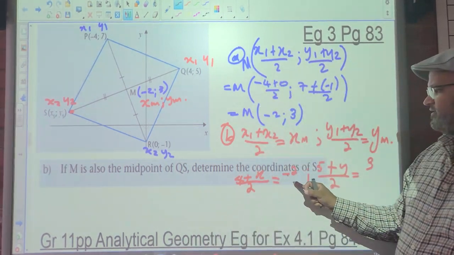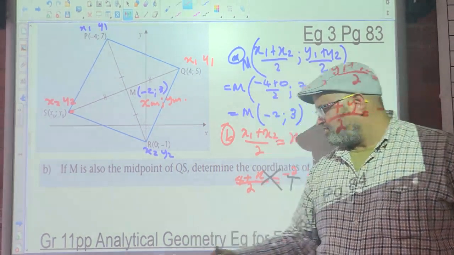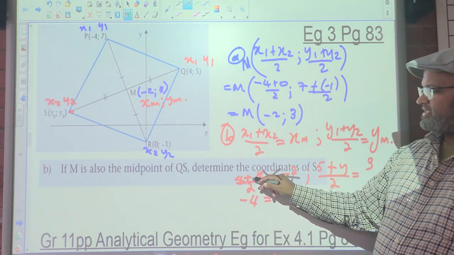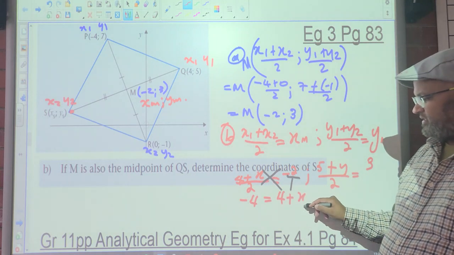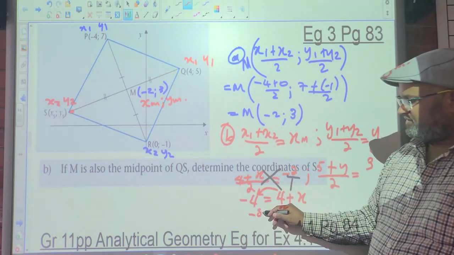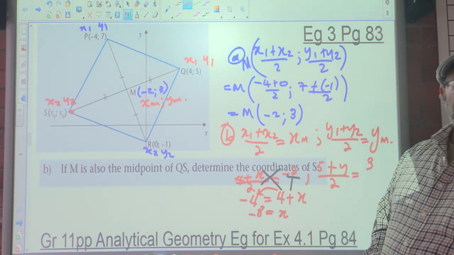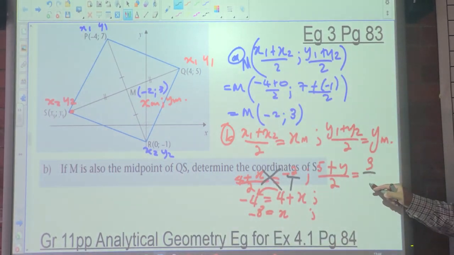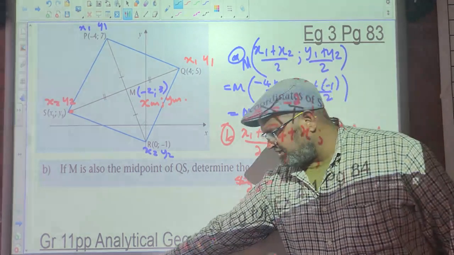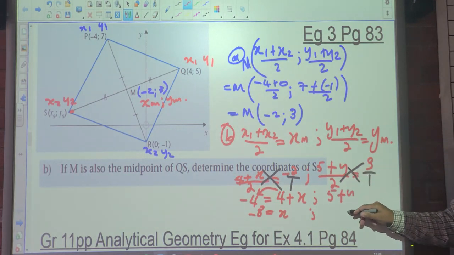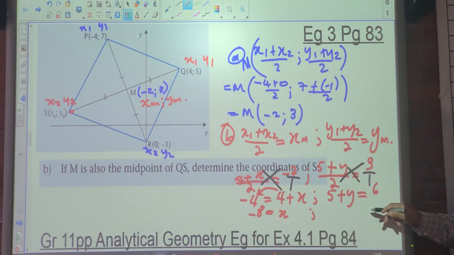So naturally, this is over 1. Cross multiply. So 2 times negative 2, negative 4 is equal to 4 plus x times 1. 4 plus x. You get over the equal sign, so it's negative 4 minus 4, which is negative 8. The other side is naturally over 1, not so. Cross multiply again. So 5 plus y times 1. 5 plus y. What's 2 times 3? 6. We get over the equal sign, so y is equal to 1.